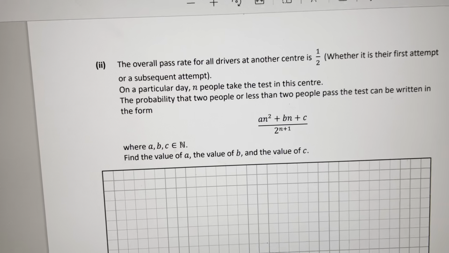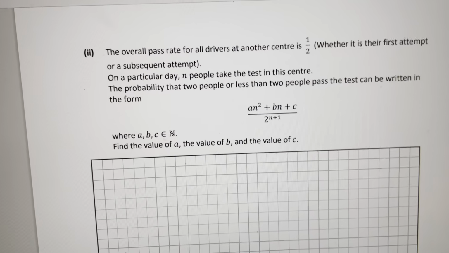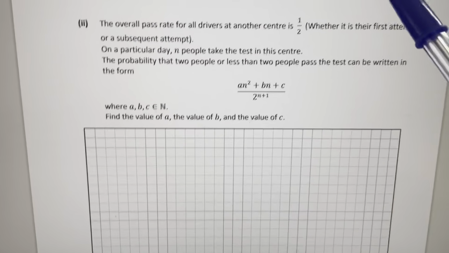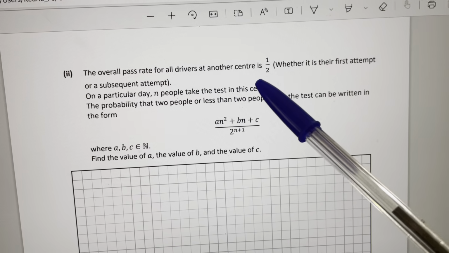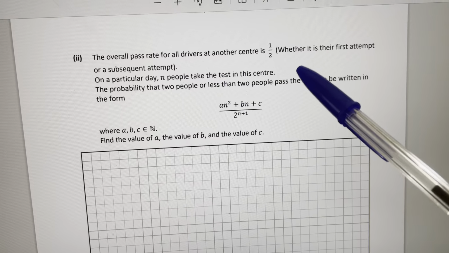And sometimes you have to be aware of it because you have to use the relevant info from the previous one. If they're telling you here, they're being nice to you and explicitly telling you that it's a different center, so we're starting from scratch, right?